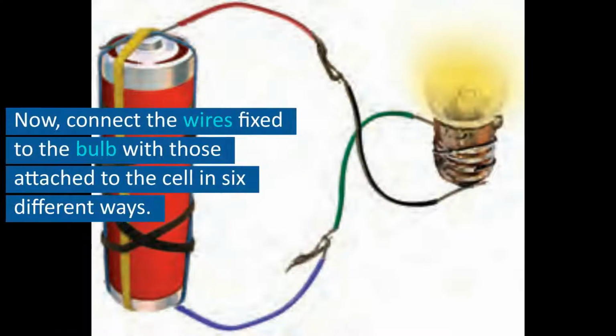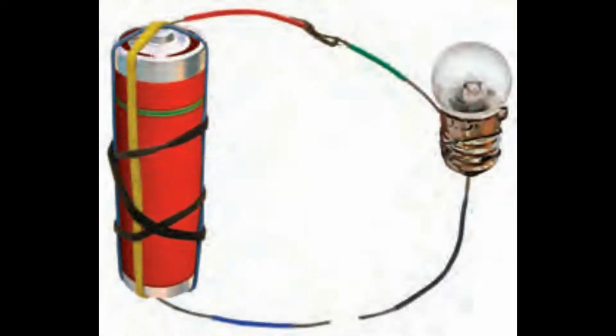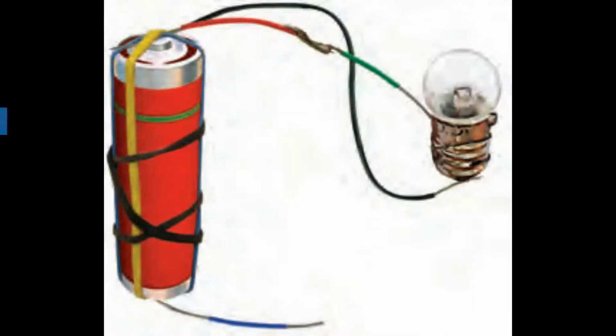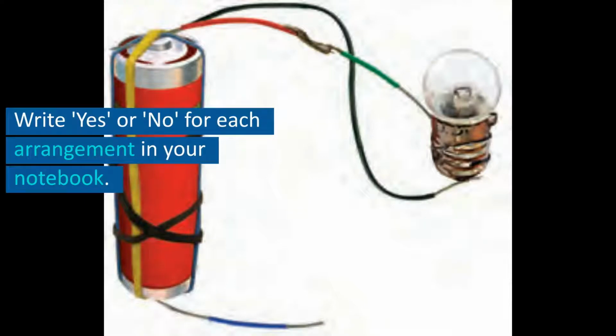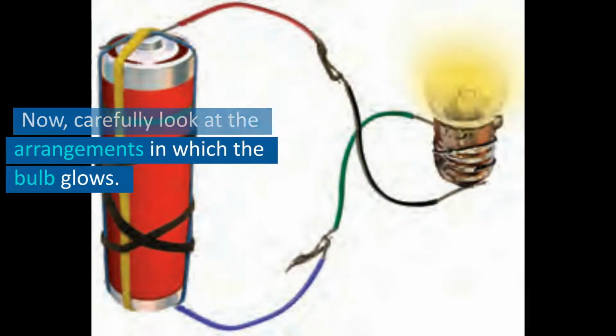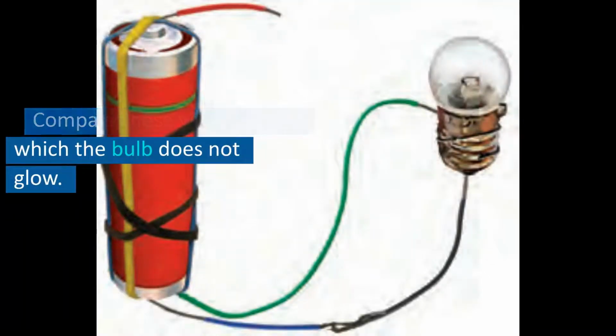Now, connect the wires fixed to the bulb with those attached to the cell in 6 different ways. For each arrangement, find out whether the bulb glows or not. Write yes or no for each arrangement in your notebook. Now, carefully look at the arrangements in which the bulb glows. Compare these with those in which the bulb does not glow.